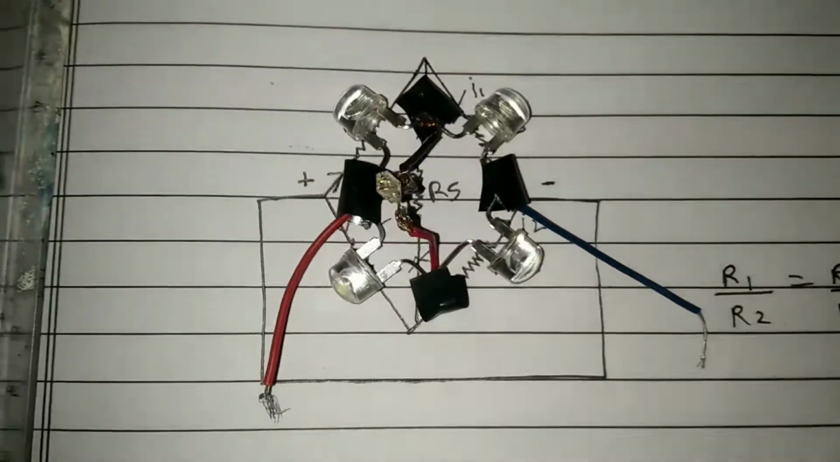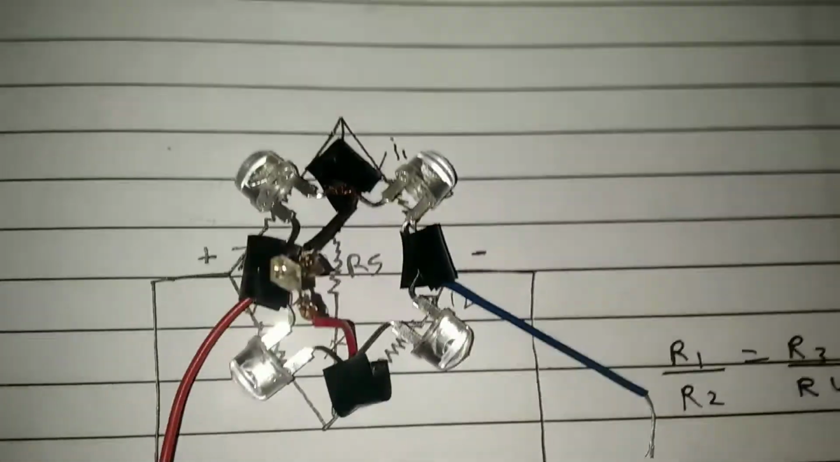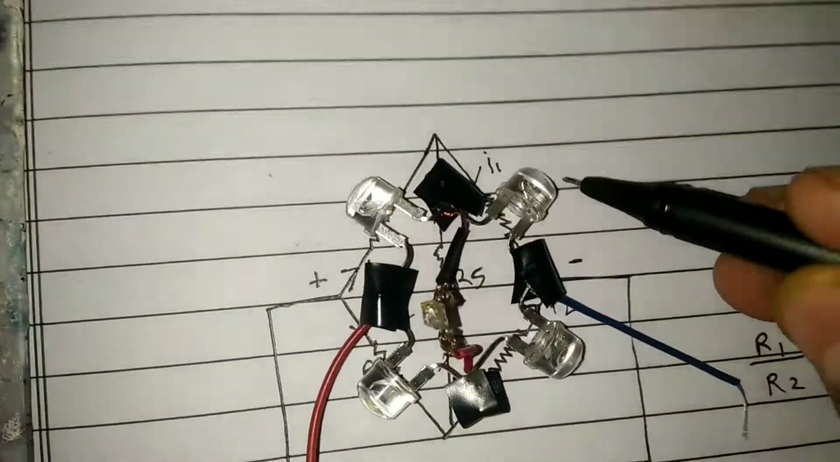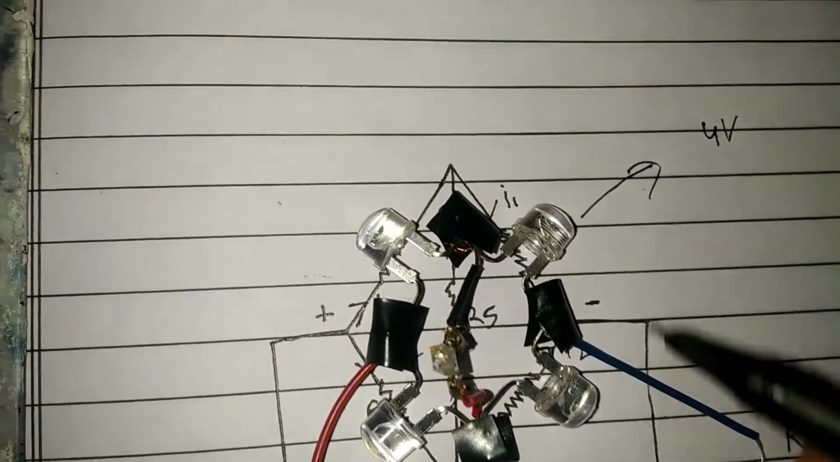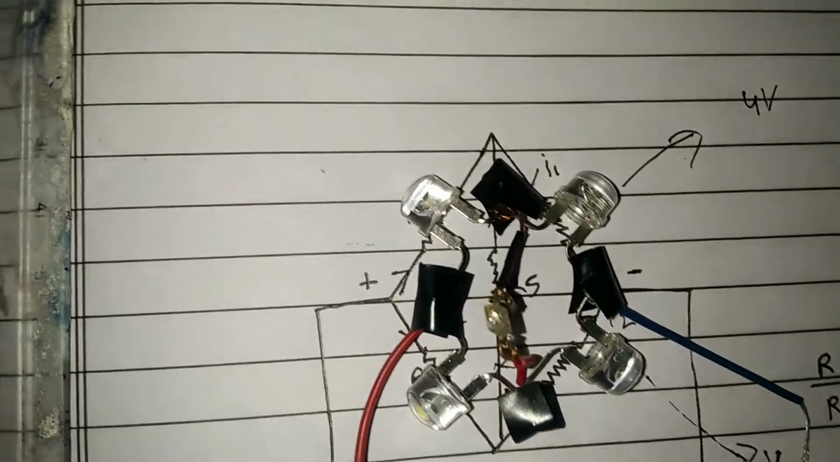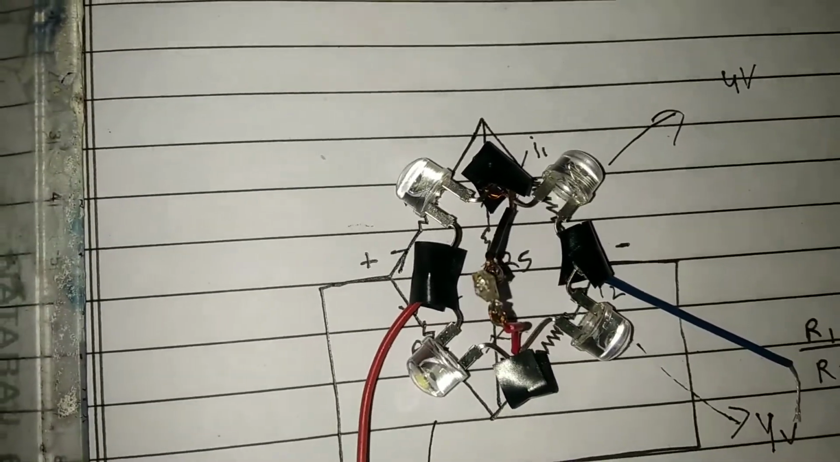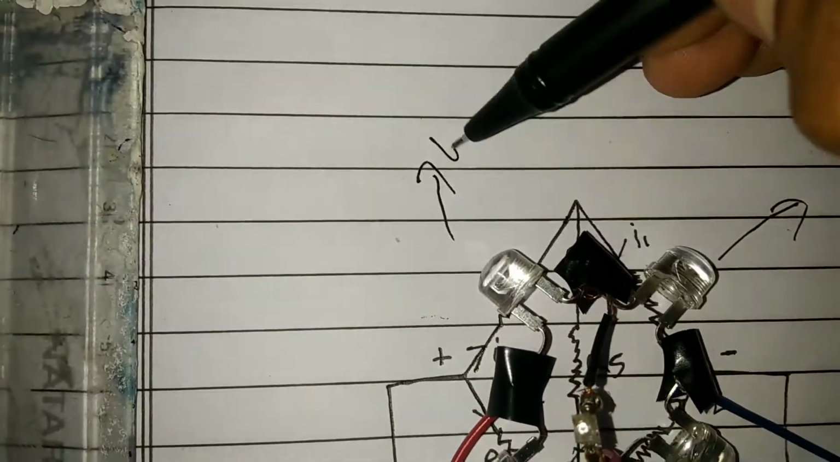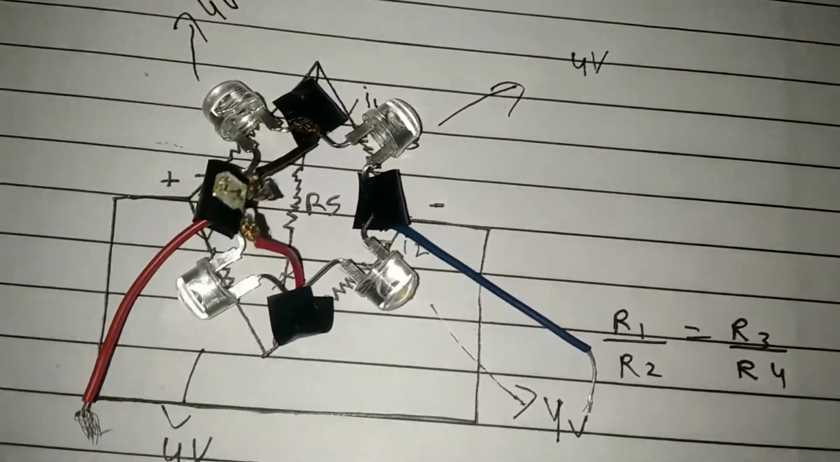whereas there is no current drawn through the R5 resistance, which means if we give power supply to our Wheatstone bridge, all 4 bulbs will glow, whereas the 5th bulb, which is blue in color, will not glow. The voltage in all 4 bulbs or resistances is 4 volts.